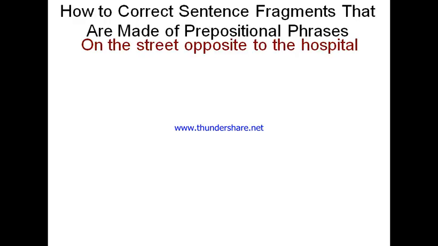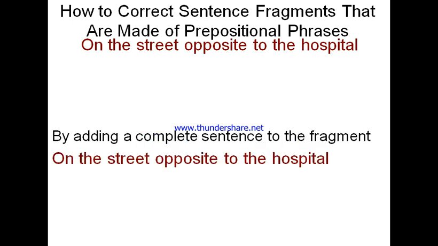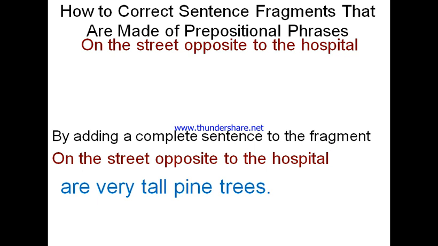How do we correct this? For example, we have another prepositional phrase. On the street opposite to the hospital. Okay, what's going on? We can add a complete sentence to this string of prepositional phrases. On the street opposite to the hospital are very tall pine trees. In other words, there are very tall pine trees on the street opposite to the hospital.